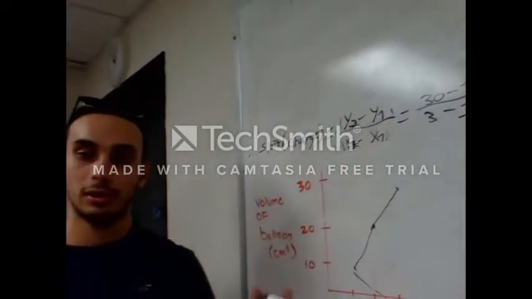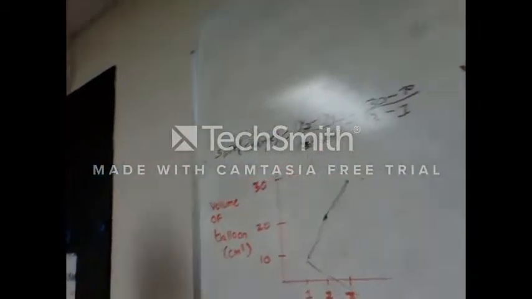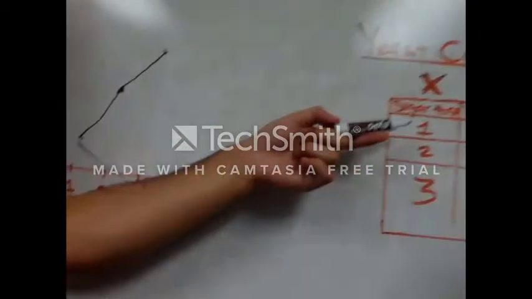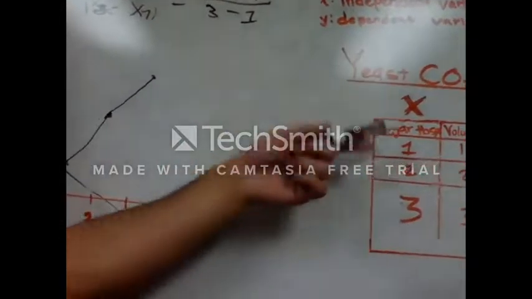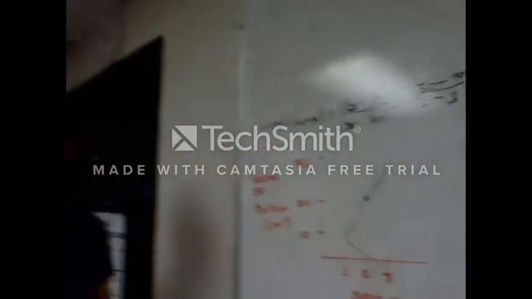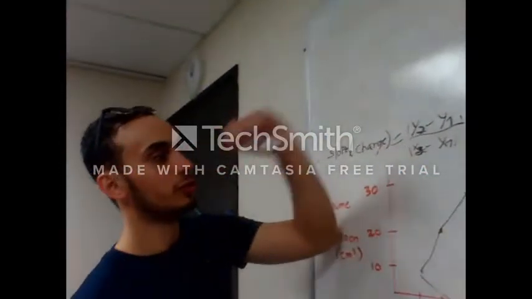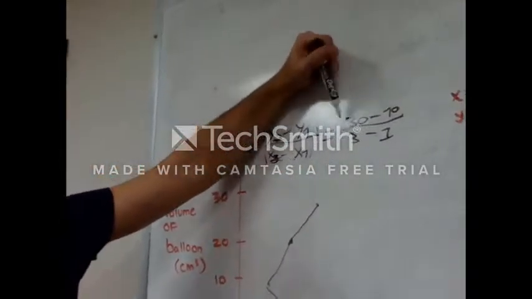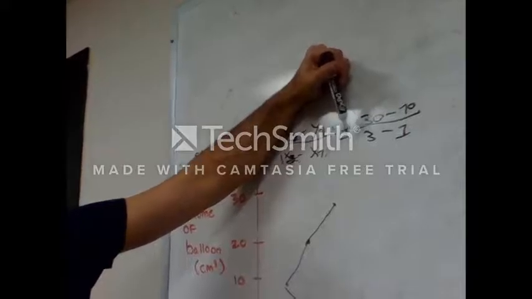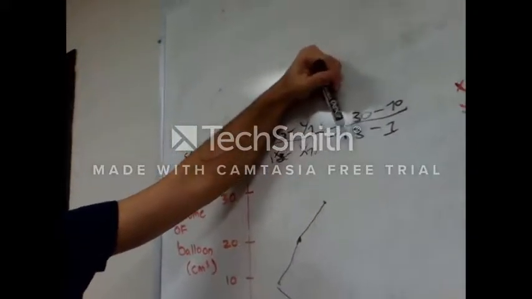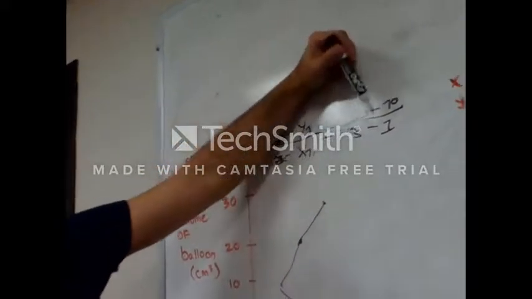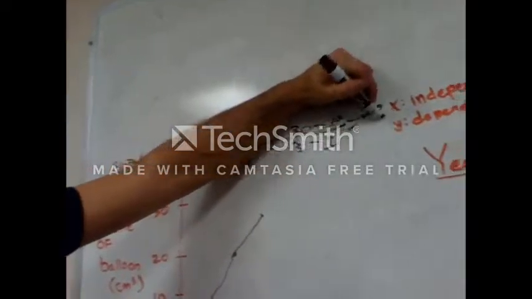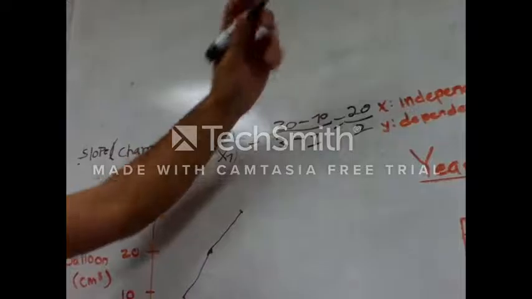If we were to apply that in our table here, I chose 0.3 and 0.1. So 3 tablespoons of sugar and 1 tablespoon of sugar. As we can see here, for 3 tablespoons of sugar, our volume was 30 centimeters cubed, and for 1, it was 10 centimeters cubed. So 30 minus 10, and for x, it was 3 tablespoons of sugar for the second point and 1 tablespoon of sugar for the first point. 30 minus 10 equals 20, and 3 minus 1 equals 2. So we have 20 over 2.